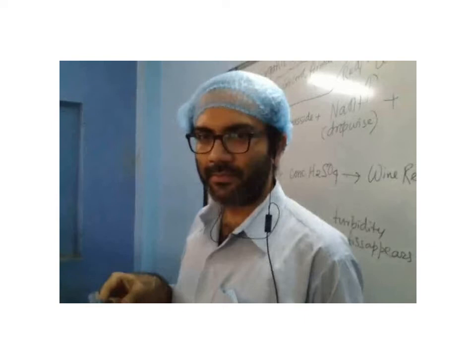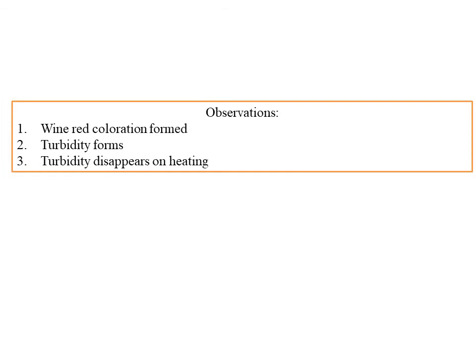So you watched the video, and this is one of the experiments which has been conducted. Let me list out the observations. Basically the observations are: a wine red coloration in the first step, as you have noticed, followed by turbidity forming in the second, and finally, the turbidity disappears on heating. These are the observations which you have seen, and there's a list given over here.